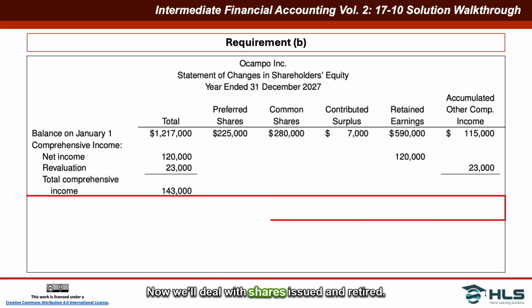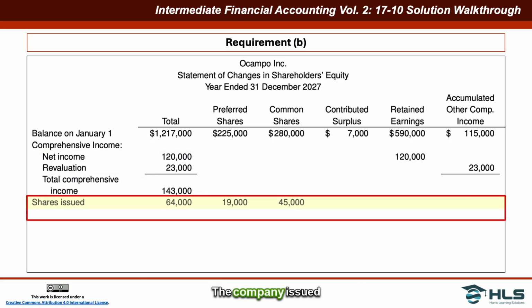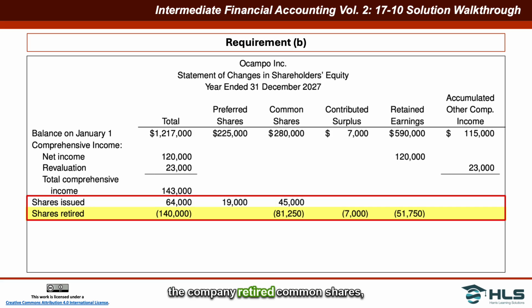Now we'll deal with shares issued and retired. The company issued $19,000 worth of preferred shares and $45,000 in common shares for a total of $64,000 in shares issued. Then during the year, the company retired common shares, and in that transaction, the company reduced the common shares by $81,250. It used up the $7,000 contributed surplus, and the balance of $51,750 was removed from retained earnings. That's a total of $140,000.